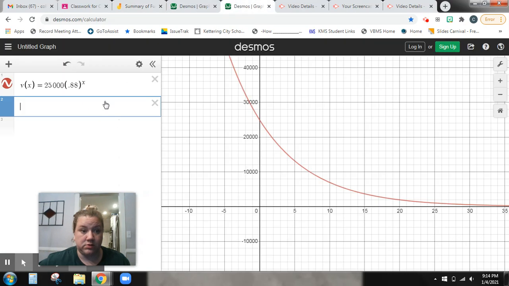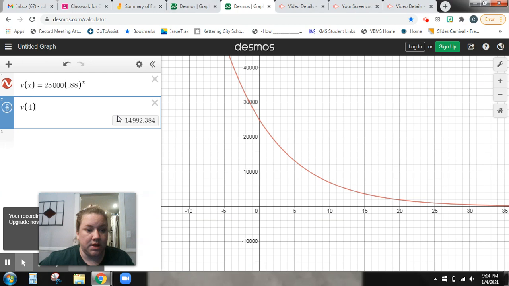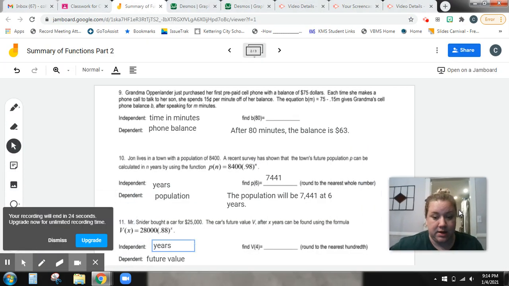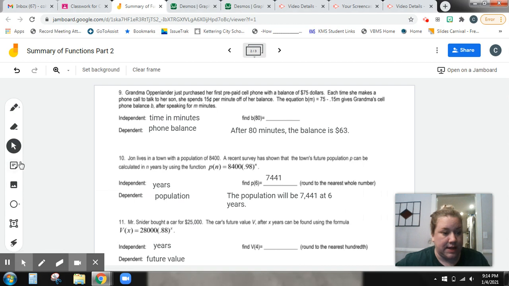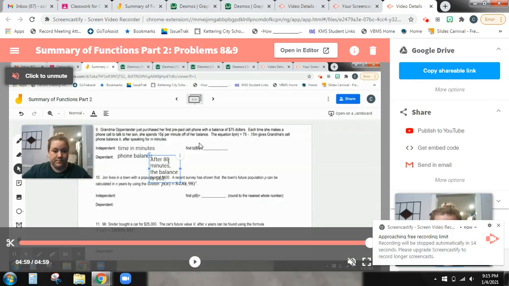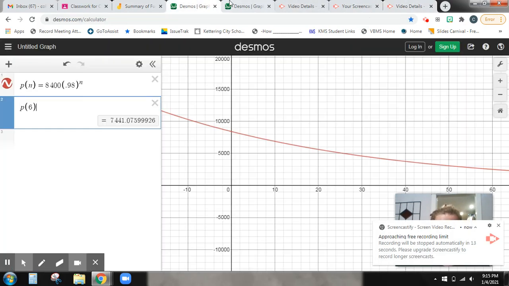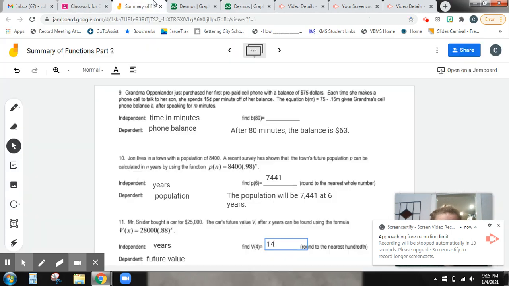What's V of 4? V of 4 is 14,992. And again, we can round as well. I'm running out of time here though, so whoop, wrong one. 14,992. So after 4 years, we could say the car's value is 14,992.